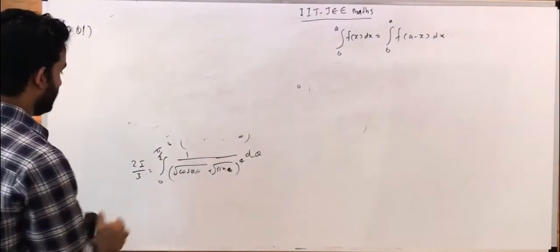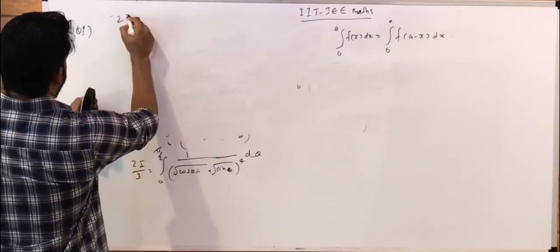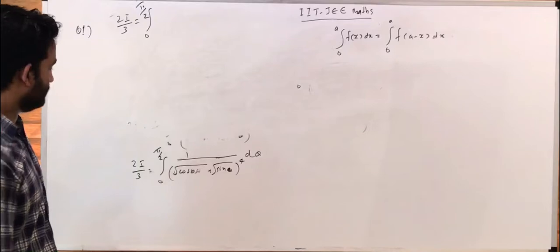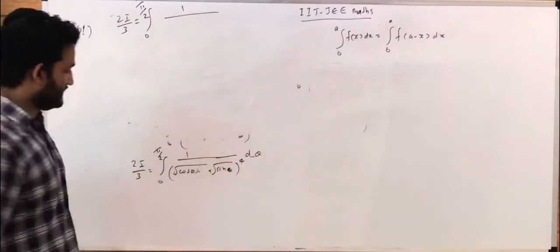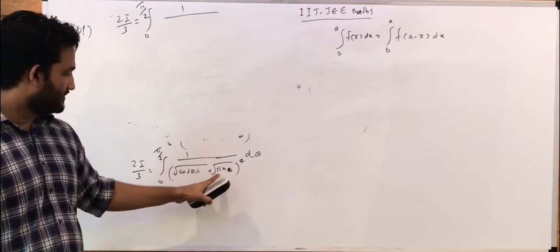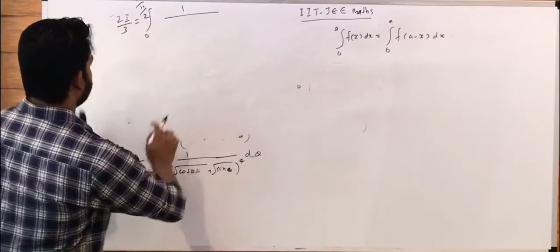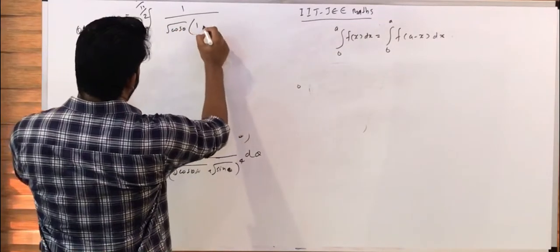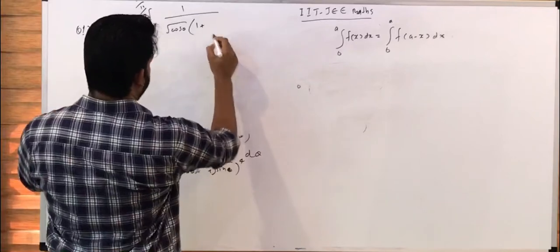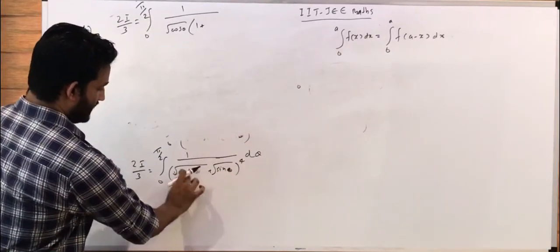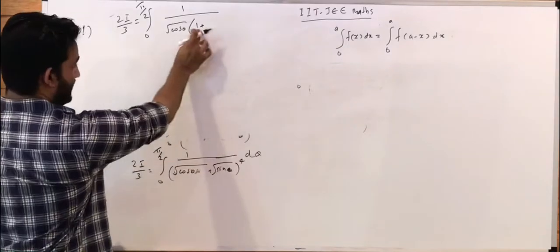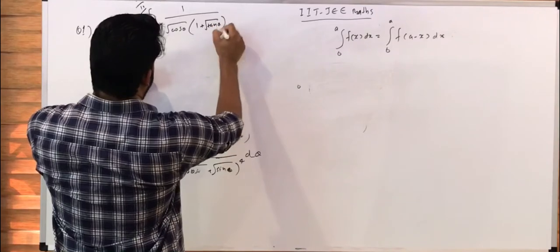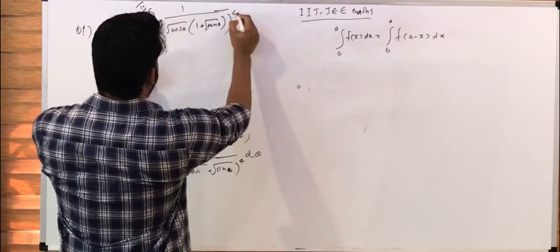Here 2I by 3 we can write as integral 0 to pi by 2 of 1 divided by, see here, root cos theta plus root sin theta. I take root cos theta outside the bracket. So it will become root cos theta into (1 plus root sin theta divided by root cos theta). When I take root cos theta outside, it becomes root tan theta, all raised to 4.